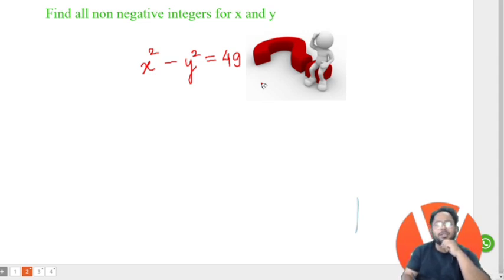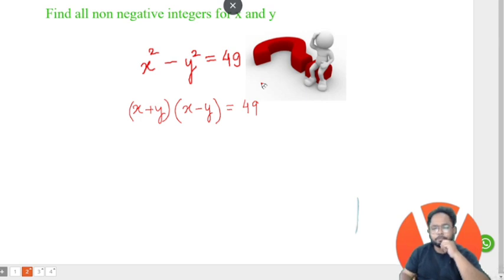So x square minus y square can be written as x plus y times x minus y, because we have learned about the identities. So x plus y and x minus y is equal to 49. Now we have to think about all non-negative integers. If we think about the factors of 49, it's like 1 into 49, 49 into 1, and 7 into 7. We are taking only the positives.